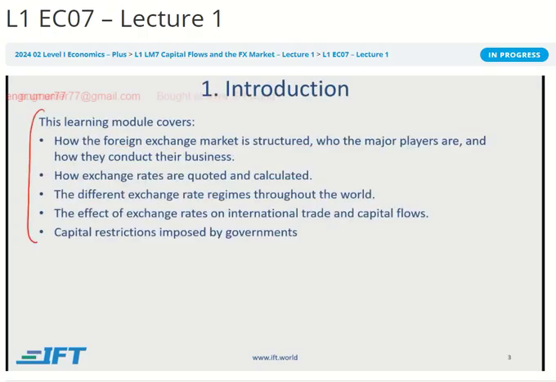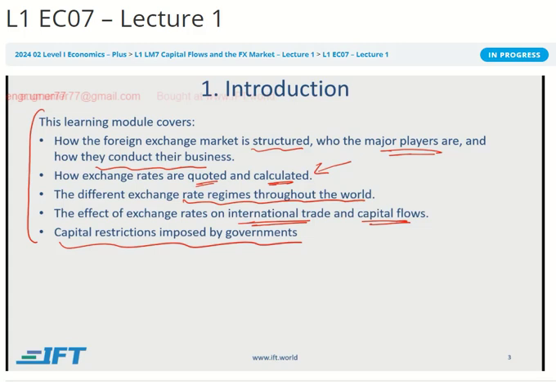So as discussed, within this learning module, we will see how the foreign exchange market is structured, who are the main players, how do they go about conducting their business, most importantly, how are foreign exchange rates quoted and calculated, what are the different exchange rate regimes around the world, how does it impact and affect international trade and capital flows, and finally, what are capital restrictions that governments impose.